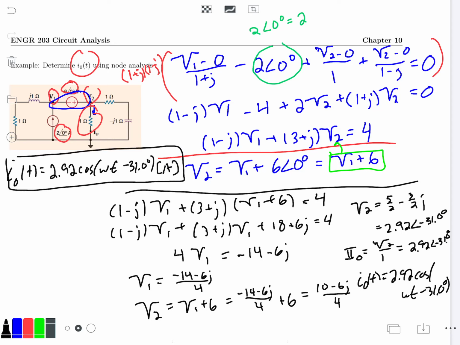And one last reminder that we do not know what the omega is, so we had to just leave it as omega there. But if you didn't write the omega down in the answer, it would be an incorrect answer. So anyways, okay, so that right there is how we solve this problem using node analysis. And as I said, we're going to continue solving it using all of our other methods.